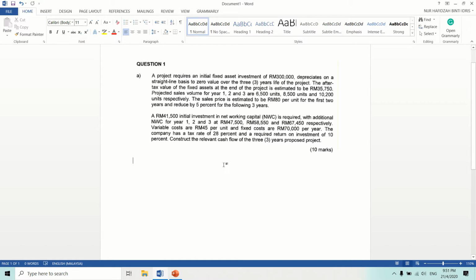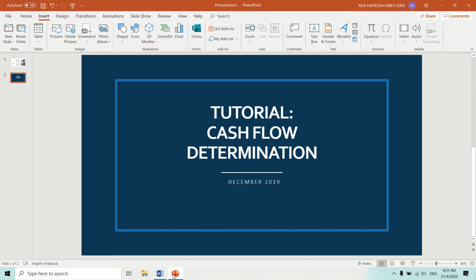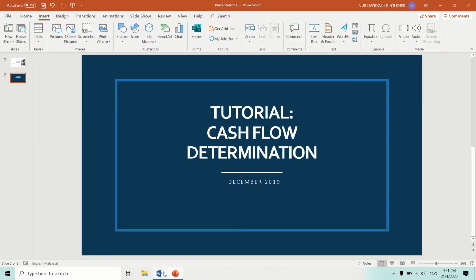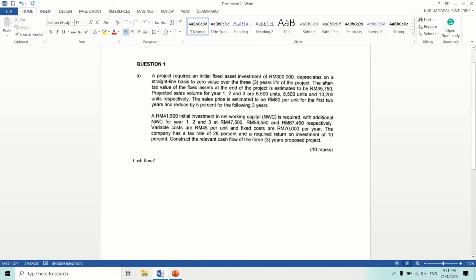So the question asks you to determine the project cash flow. The elements in determining the projected cash flow, remember, are operating cash flow, initial net working capital, changes in net working capital, recovery, after-tax salvage, and capital spending. The summation of all of those elements gives you the cash flow.